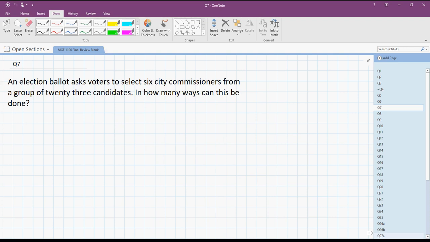So it says an election ballot asks voters to select 6 city commissioners from a group of 23 candidates. How many ways can this be done? What do you think we're dealing with here? This is a combination because we just want 6 city commissioners. They're all doing the same job, so it's not like one of them is more important than the other.